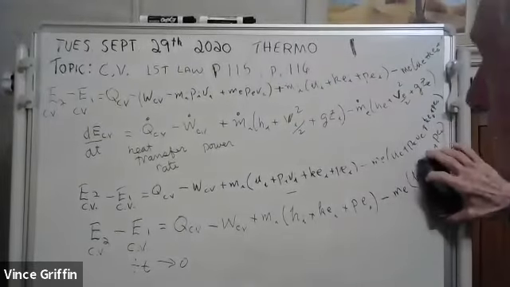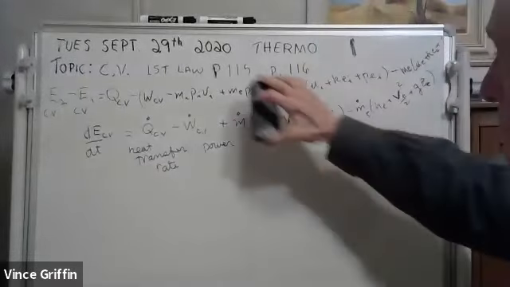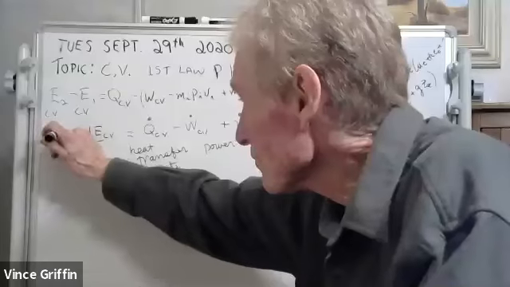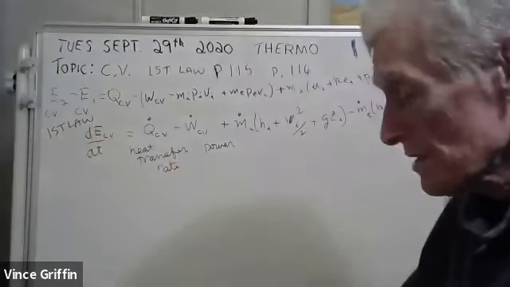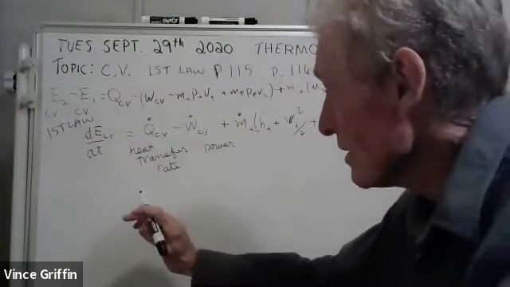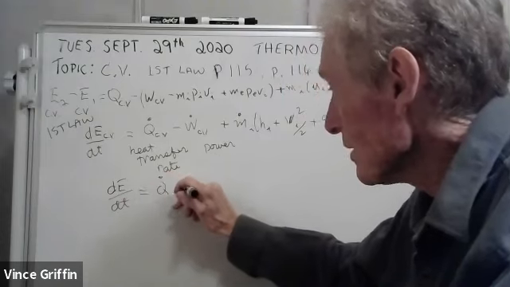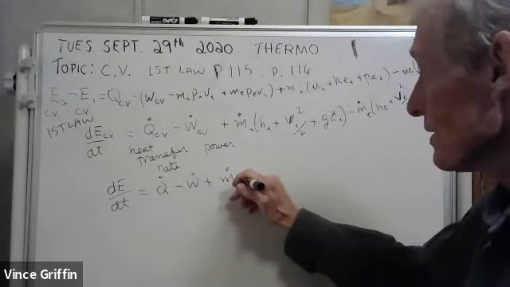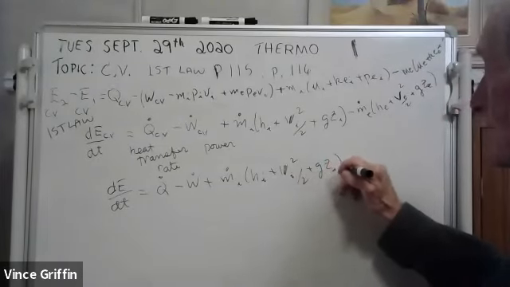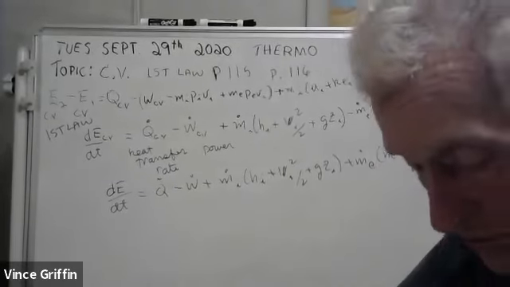I don't know if that made a lick of sense to anybody, but we did show you where it came from. You could read your book, pages 115, 116. And we now have our first law. This is it. This is our first law for control volumes. But I'm pretty lazy and I'm going to quit writing control volume down there. We know it's for control volumes. When I write this, I just go dE/dt equals Q dot minus W dot plus m dot coming in, h_i plus V_i squared over 2 plus gz_i, plus m dot e, h_e. I'm so lazy, a lot of times I'll just go dot, dot, dot, because you know what's coming.